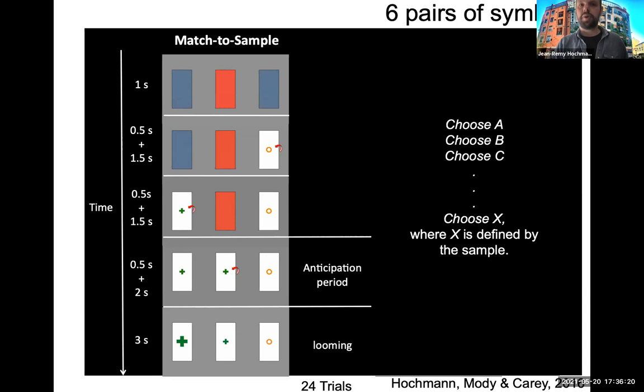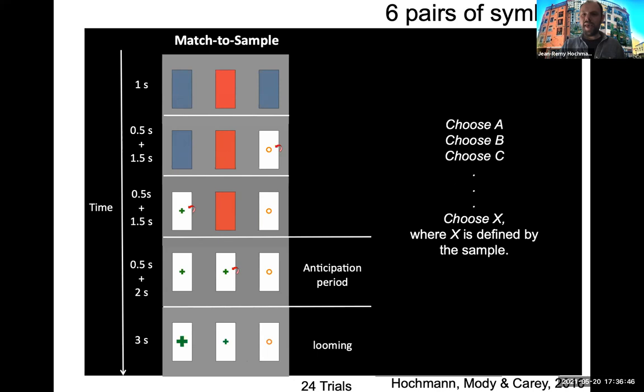So it's never the same one, and it's sometimes on the left, sometimes on the right. So the idea here is that what infants have to learn is that whatever the sample card is, they have to choose the one that is the same, okay? So if the sample card is A, they have to choose A. If the sample card is B, they have to choose B. If the sample card is C, they have to choose C, et cetera.